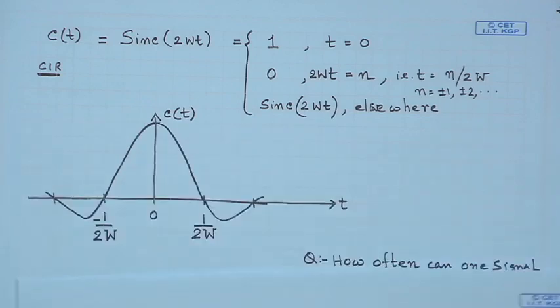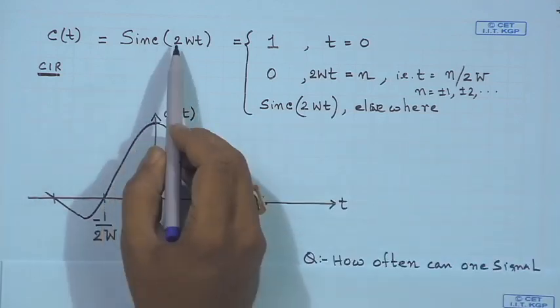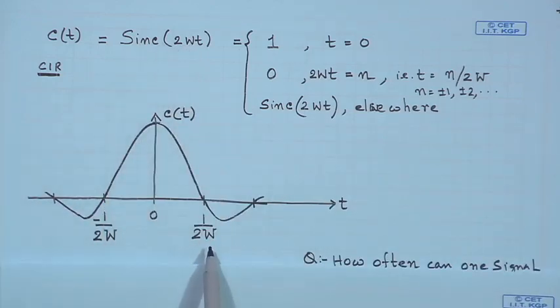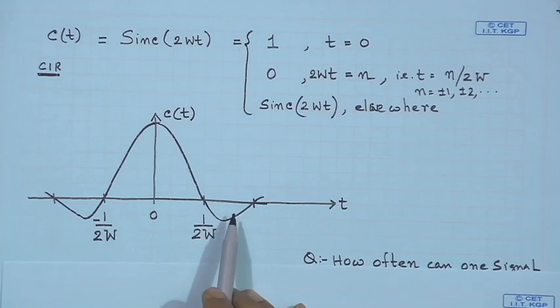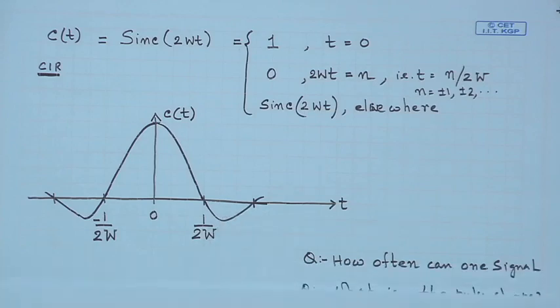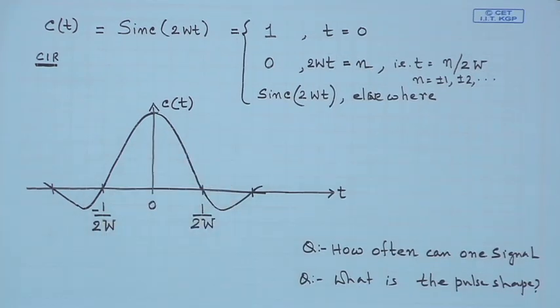So, if you would plot it, it looks like this over here, because you have a 2W, it turns out to be 1 by 2W. So, if I launch an impulse into a finite bandwidth ideal channel, my response will be like this. Now the question at hand is how often can one send a signal, and the next question is what is the possible pulse shape whereby we can avoid intersymbol interference.